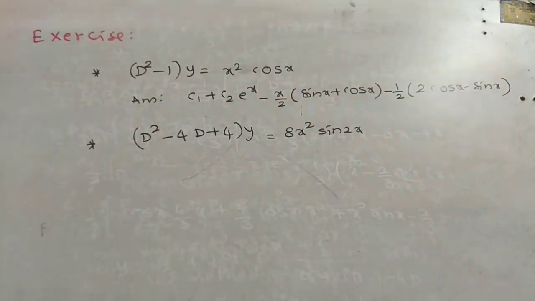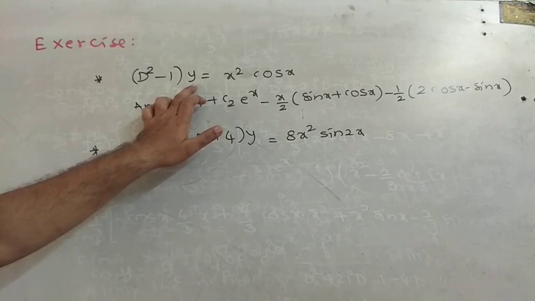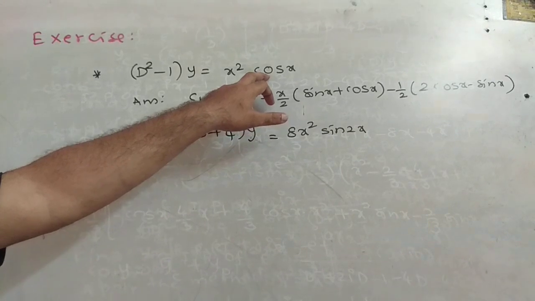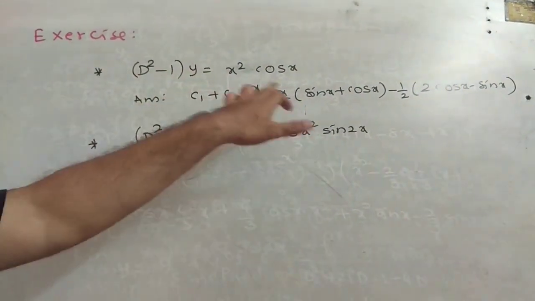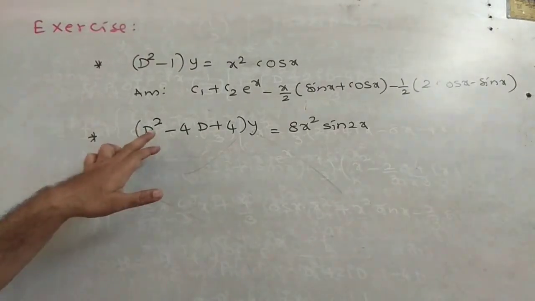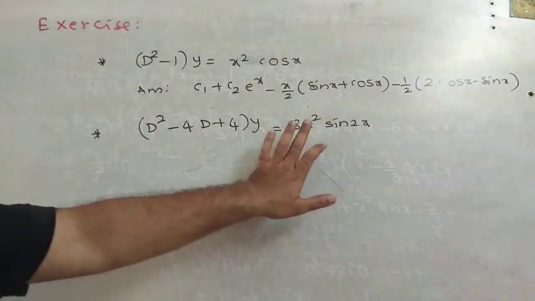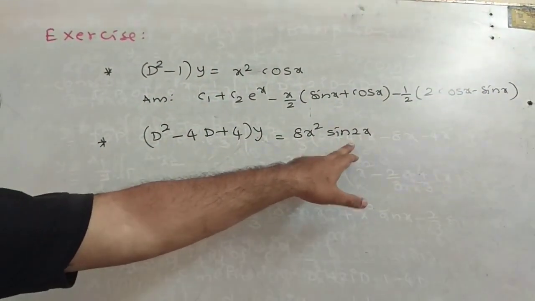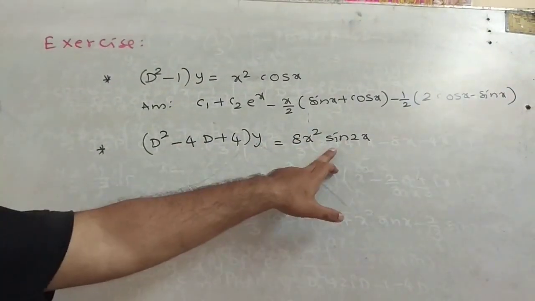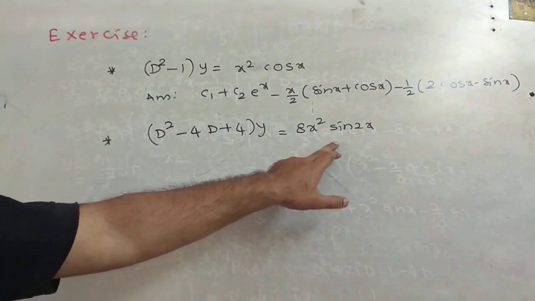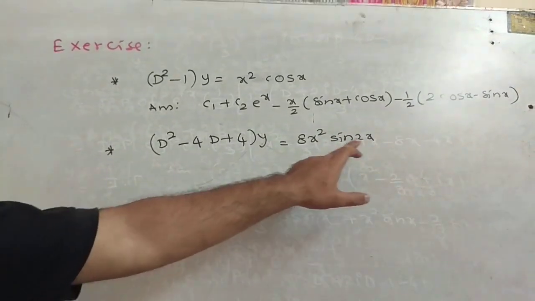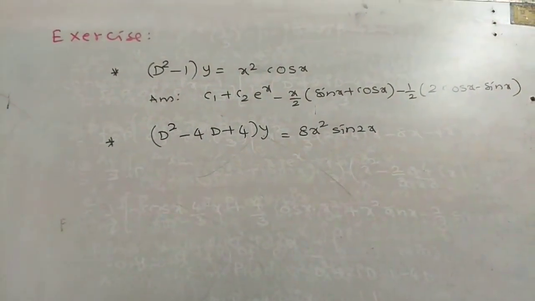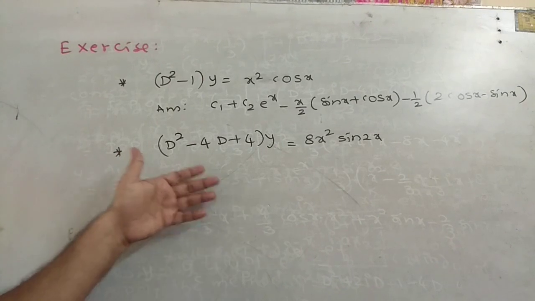Now let us have an exercise problem. D squared minus 1 of y equal to x squared cos x. Are you taking the real part or the imaginary part? Only the real part. So based on that, you directly find out the same simplification. One more is D squared minus 4D plus 4 of y equal to 8x squared sin 2x. Instead of giving only sin x, here sin 2x is given, so you are taking the imaginary part. How to write down that imaginary part? e to the power of i, a value is 2, i2x. So when you take it to the left side, D is replaced by D plus 2i. And just you do the simplification and find out the answer.